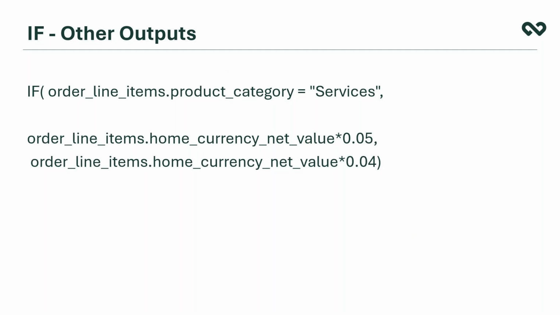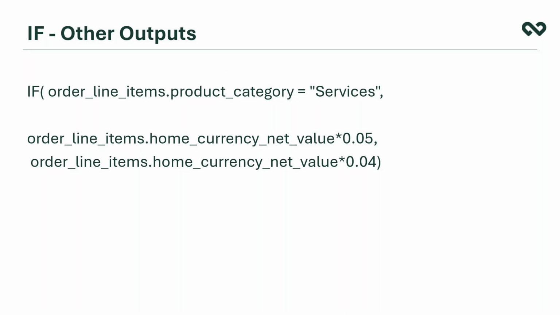So an example of this could be that a salesperson gets a higher commission when they sell a certain product compared to others. Let's say, using the example on the screen, that if they sell an item that has the services product category, they get a 5% commission, but for all other products, they get a 4% commission. On the screen, we can see what that formula looks like.